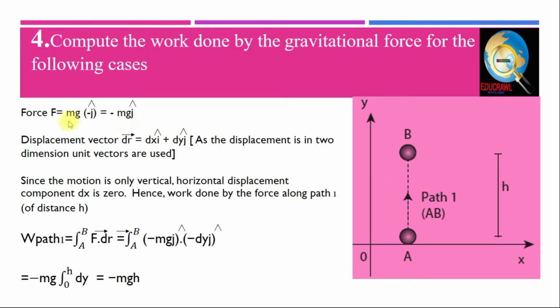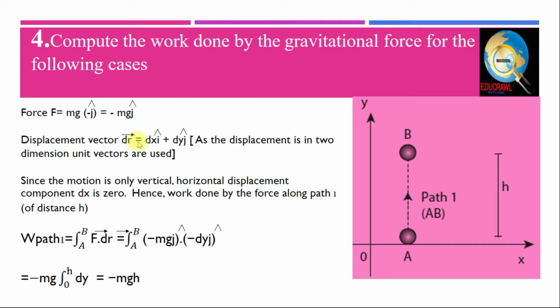So we know that force is given by the formula m into g, because this is the gravitational force. Since it is acting in the negative y-axis, you will have the unit vector as minus j cap. So the force is equal to minus mg j cap. Here the displacement is plotted in the x and y-axis.